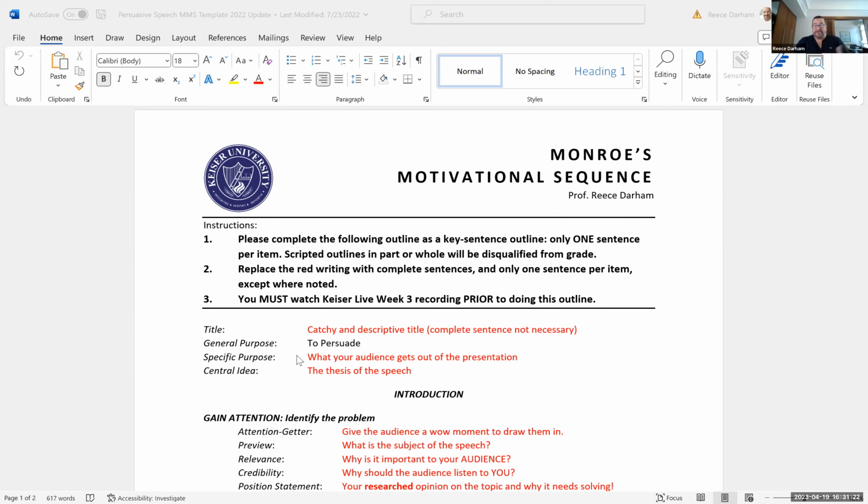Okay. General purpose, I'm giving it to you. It's in black. You can leave it. I know it's not a complete sentence, but it doesn't need to be for a general purpose. To persuade. That's it. Now, specific purpose and central idea, complete sentences, please.